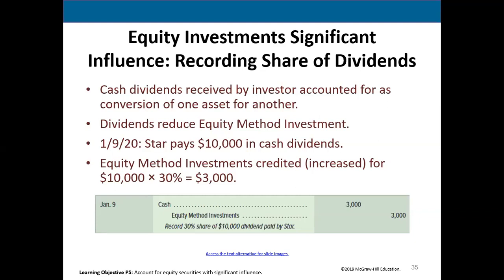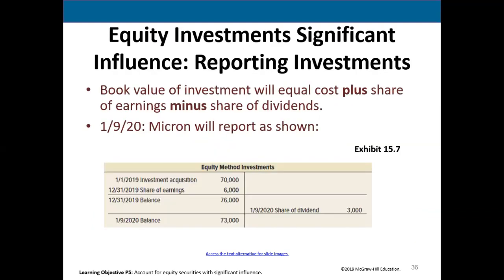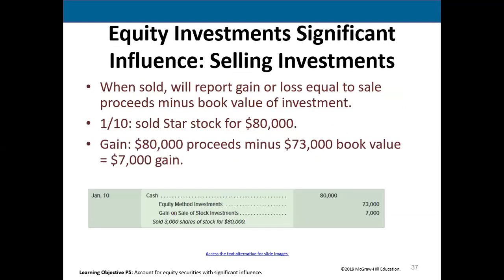So at the end of the year, after this is done, what will be the balance over on Micron's investment account? Well, $73,000. $70,000 is what they originally paid for it. They increased the investment account for their share of the net income of STAR, and then they decreased the investment account for the dividend they received from STAR. It's the $73,000 then that will be reported on their balance sheet. There's no increase or decrease to fair value under this method.